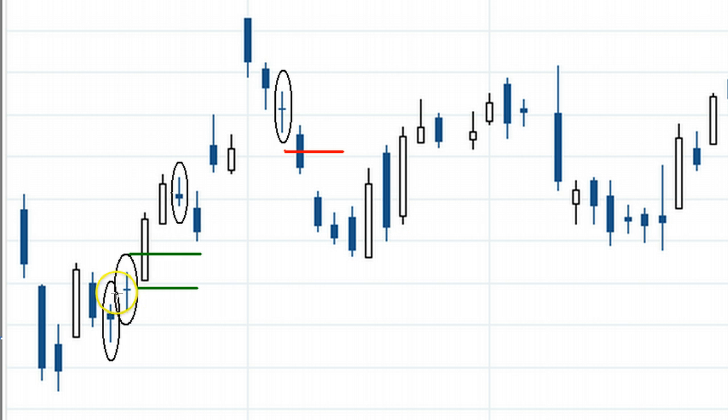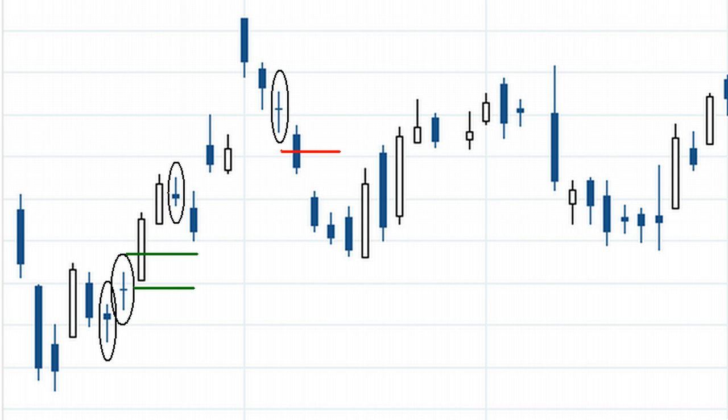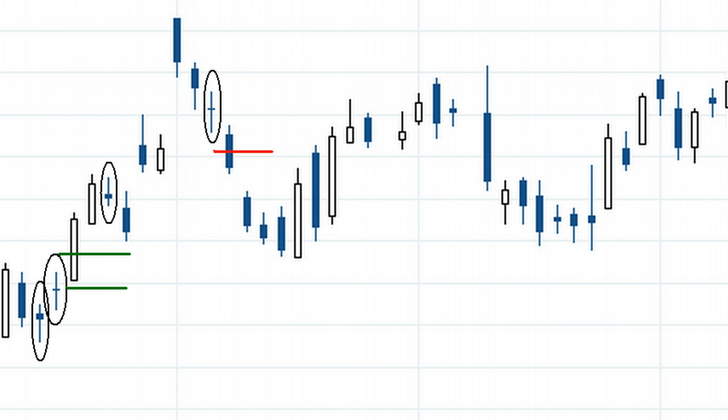And similarly here, you have a doji. If you had entered into a long position here, as soon as you see the next doji, you could have had a stop loss. You could have even exited here, right? And then let's watch for further dojis.